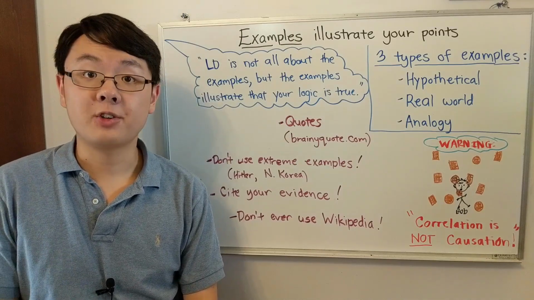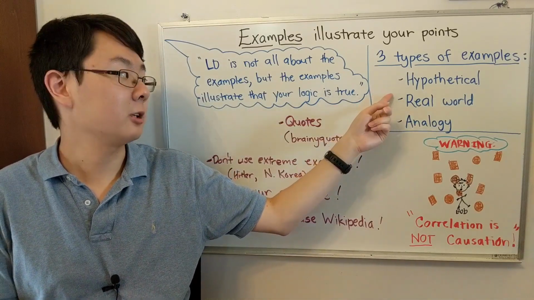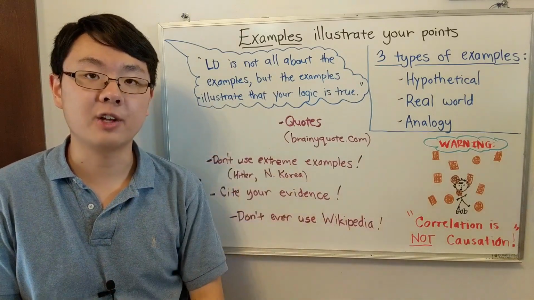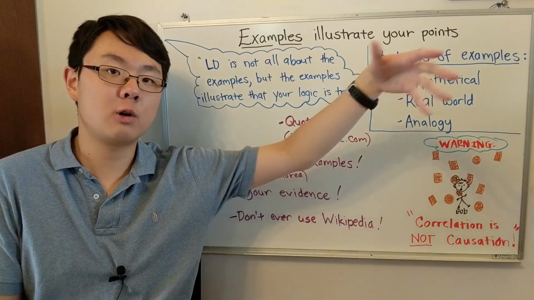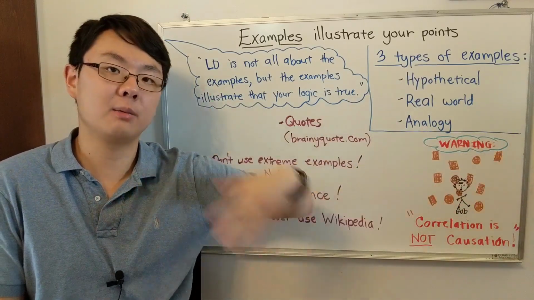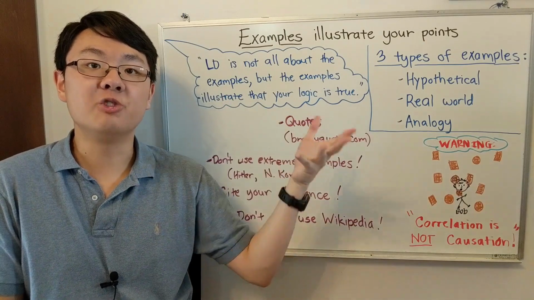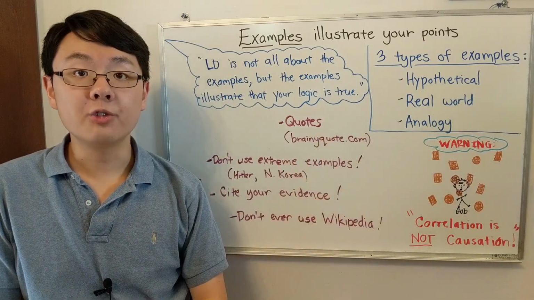So there are a few types of examples. The first type is the hypothetical example. This example is basically you make an example up. You say hypothetically that there were two children and one child wanted to do something and then this happened, and so on. You make up a hypothetical scenario and use that to prove your point. You can use a hypothetical example. You can use an analogy.